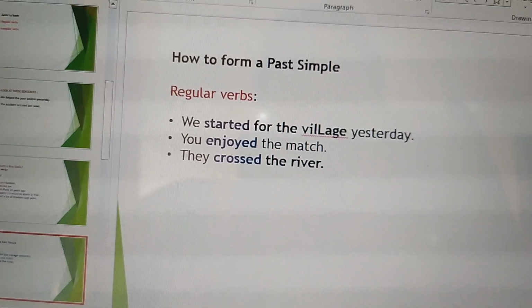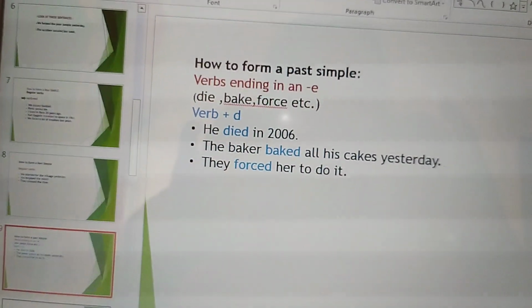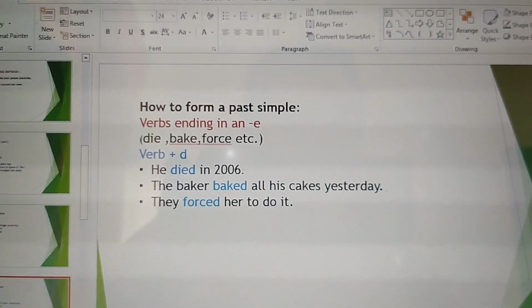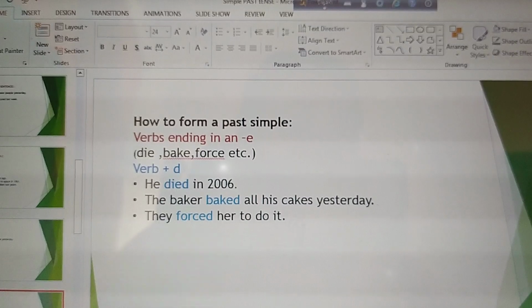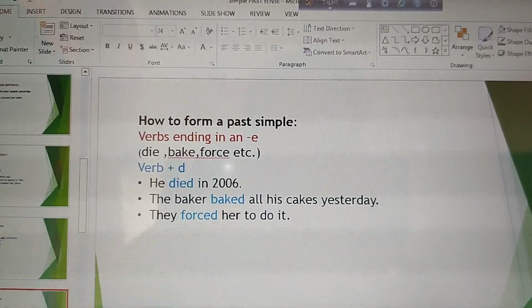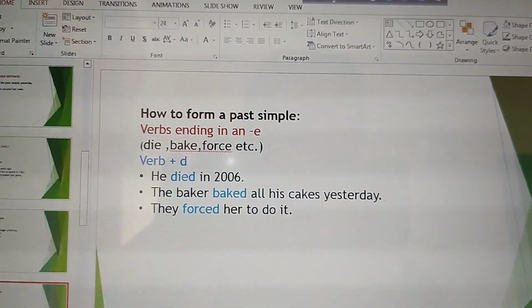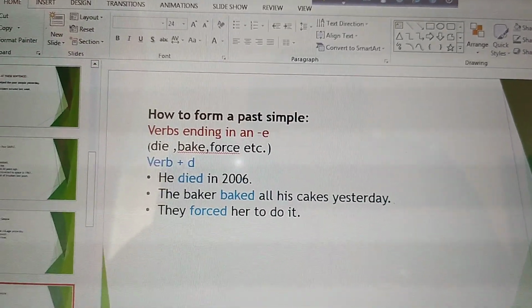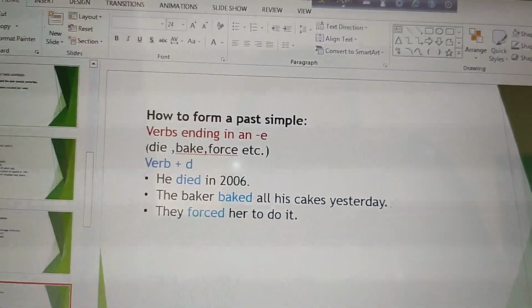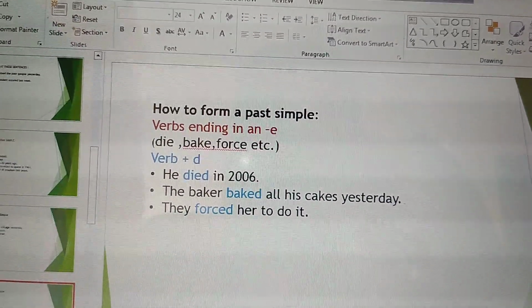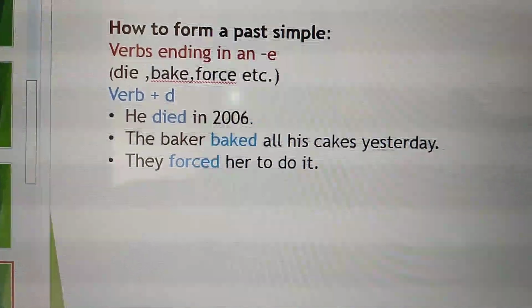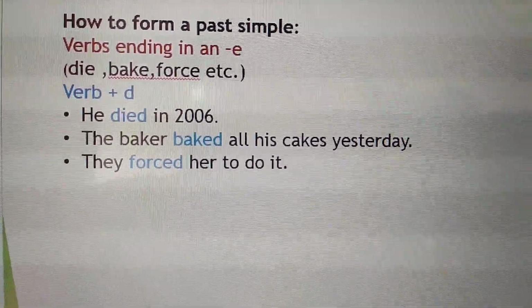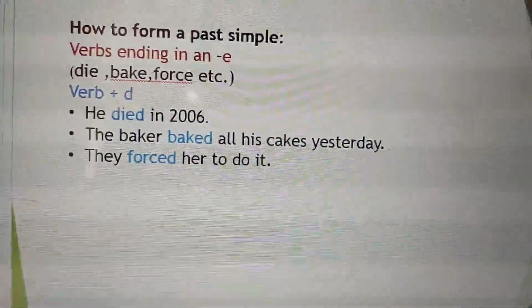Now we need to pay extra attention to verbs that end in an E, such as see, leave, and face. And also we have here used a force. Look at the sentences. He died in 2006. The baker baked all his cakes yesterday. They forced her to do it.